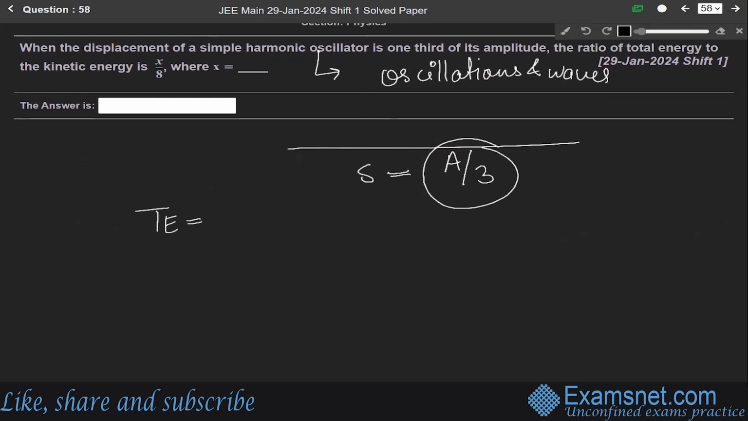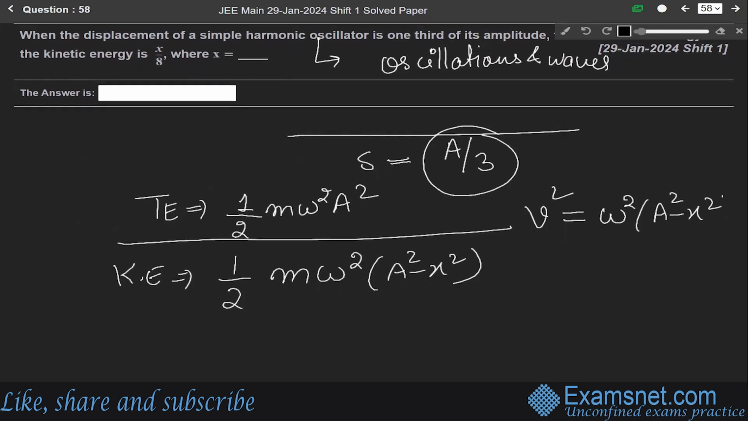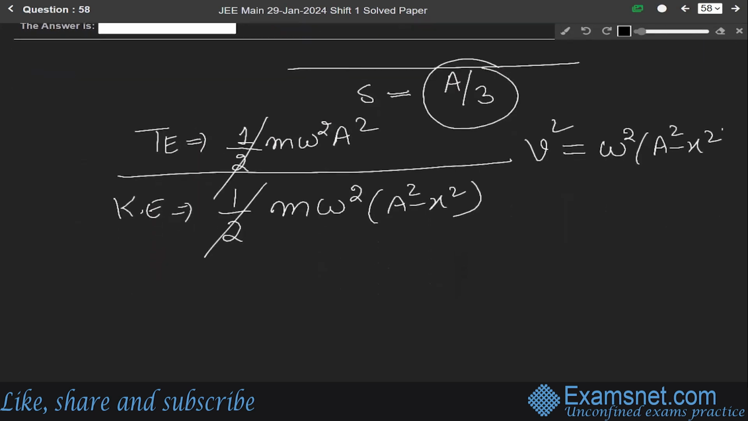So total energy is equal to 1/2 m omega square into A square, and kinetic energy is equal to half m v square. V square is omega square into A square minus x square. Now we have to find the ratio of this, so divide the total energy by the kinetic energy. Half cancels out, omega square cancels out. So total energy over kinetic energy will be equal to A square over A square minus x square.